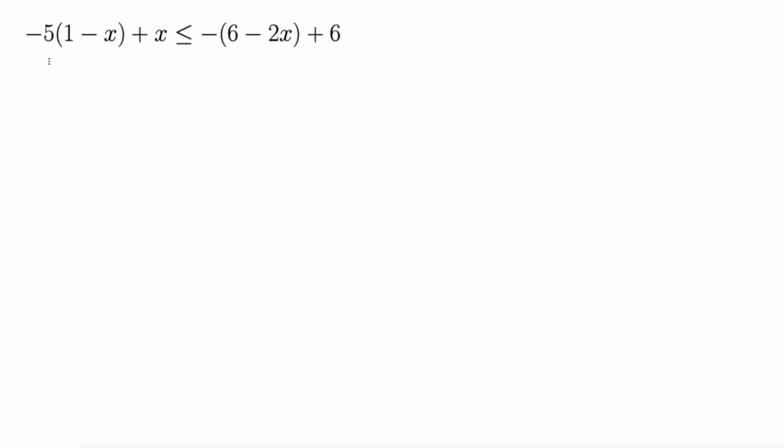Okay, let's distribute this -5 through. I'm also going to distribute this negative through over here. So that gives us -5, -5 times -1 is plus 5x, plus x less than or equal to, now we distribute the negative, -6 plus 2x plus 6. Okay, well we have some like terms we can combine here.